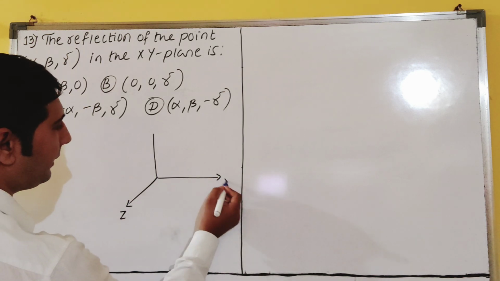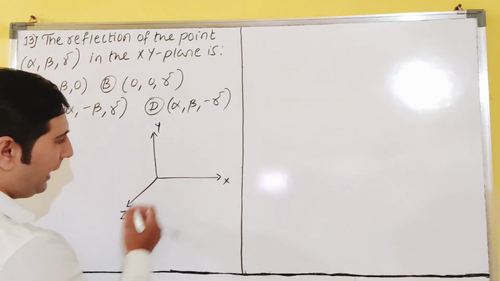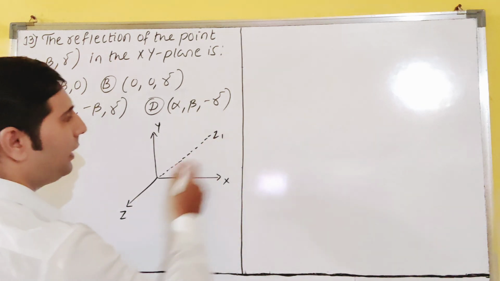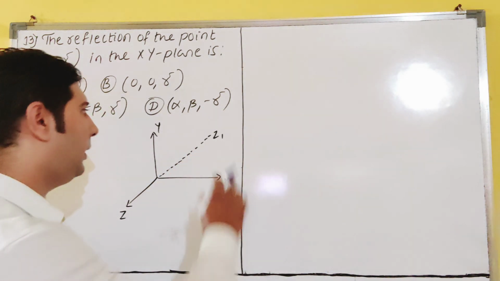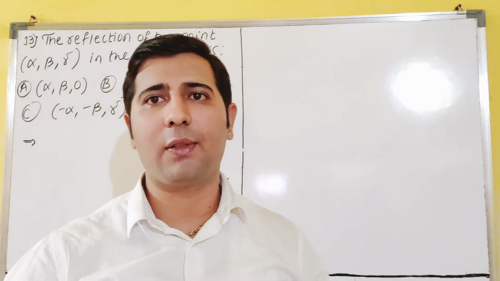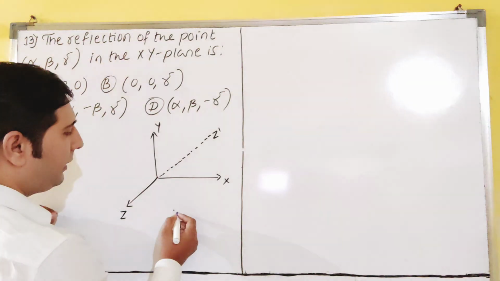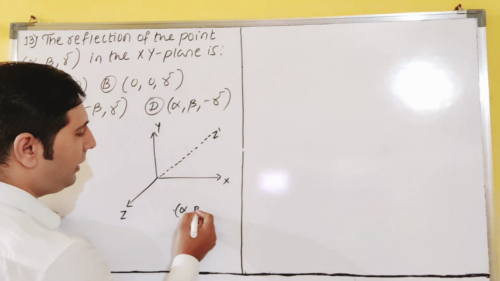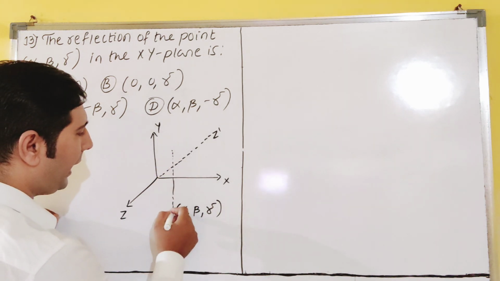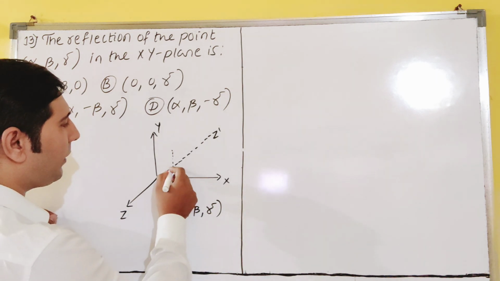You think this is Z axis, this is X, and this is Y. So of course Z is positive on this side. This will be negative Z dash. This is Z dash, dear students, that means negative. So in the XY plane, if you take any point, suppose you say this is alpha, beta, gamma, what is its reflection? However much distance the point has, that much only the reflection will be there.